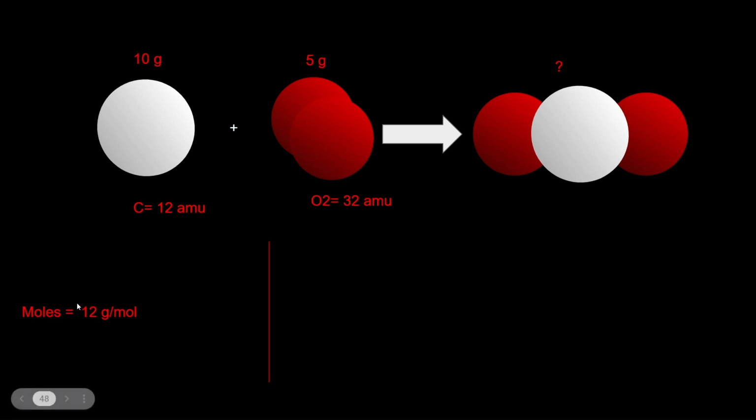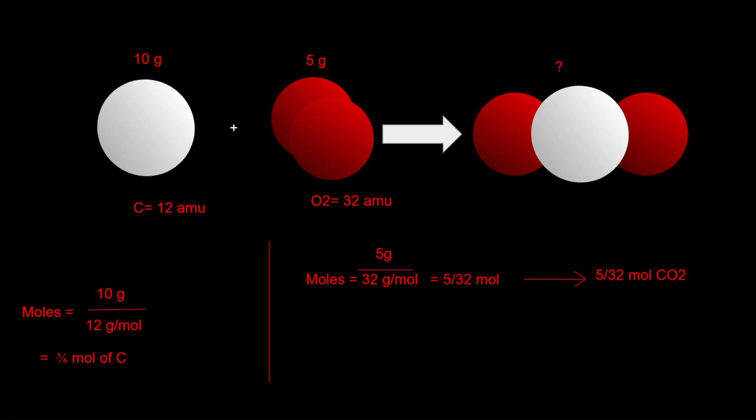Now, for the first reactant, since we are given the amount of grams and the number of grams per mole, we can easily find the amount of moles of carbon. For the second one, O2, we apply the same process in order to get 5/32 mole of O2. Now we have to apply the principles we learned earlier in this video about limiting reagents. Once one is used up, the reaction cannot continue. Therefore, no matter how much carbon we have, since we are limited by the amount of O2, there will only be a maximum of 5/32 moles of CO2 produced.